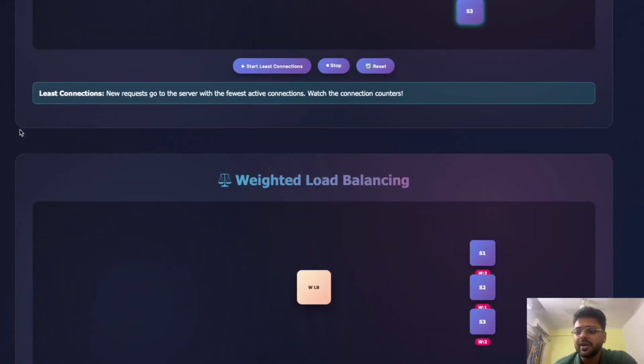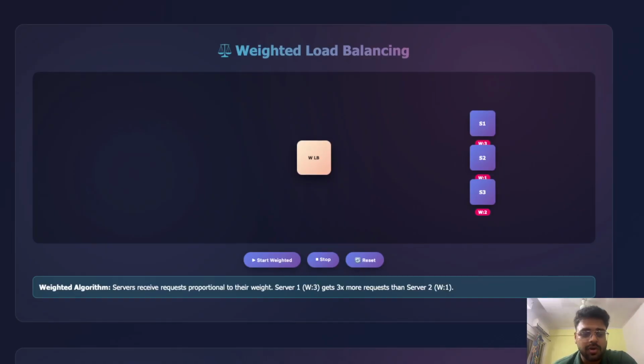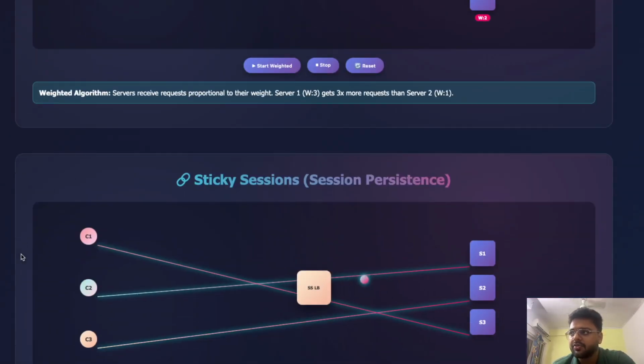Next we have the weighted load balancing algorithm. The weighted algorithm is simple: we assign different capabilities to different servers. If one server is X times more powerful than another, it would handle X times more requests than the server with less power. Initially we can see that S1 has weight W3, that is, it is 3x more powerful than S2. So S1 would handle 3 times more requests than S2. This is a simple weight-by-weight kind of algorithm.